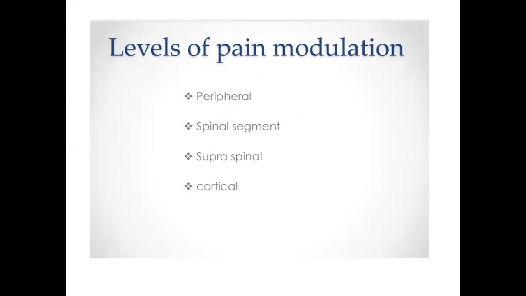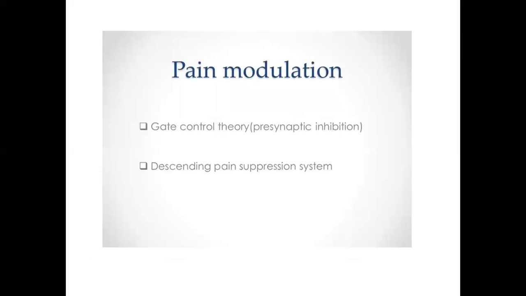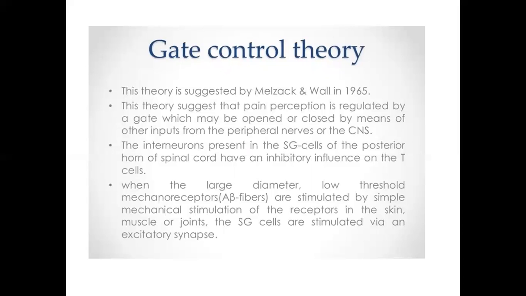The levels of pain modulation are peripheral, spinal segment, supraspinal, and cortical. Pain modulation occurs by the pain gate theory, the gate control theory, and the descending pain suppression system. The pain gate theory, or gate control theory, is the theory suggested by Melzack and Wall in 1965.